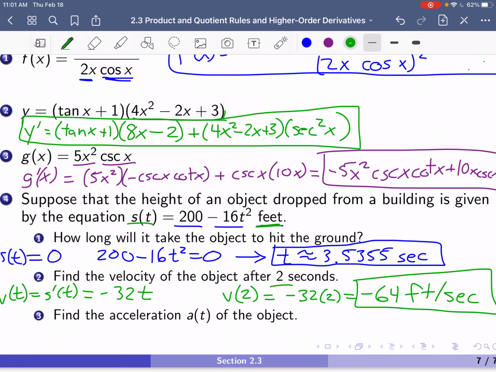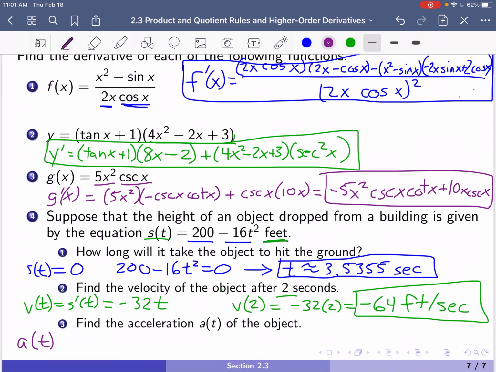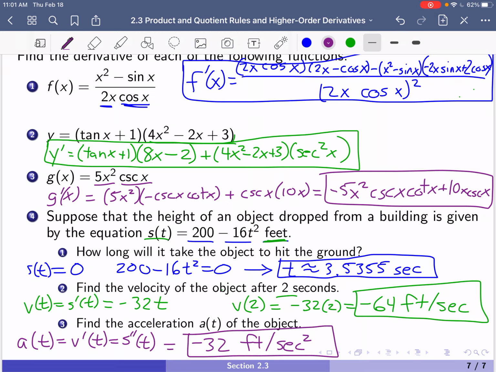And if we wanted to know what is the acceleration of our object, the acceleration is the derivative of our velocity, the second derivative of position. If we were to take the derivative of negative 32t, that derivative is negative 32. It's feet per second, or feet per second squared. So the rate of change. And that's a constant acceleration. It's acceleration due to gravity in a vacuum.